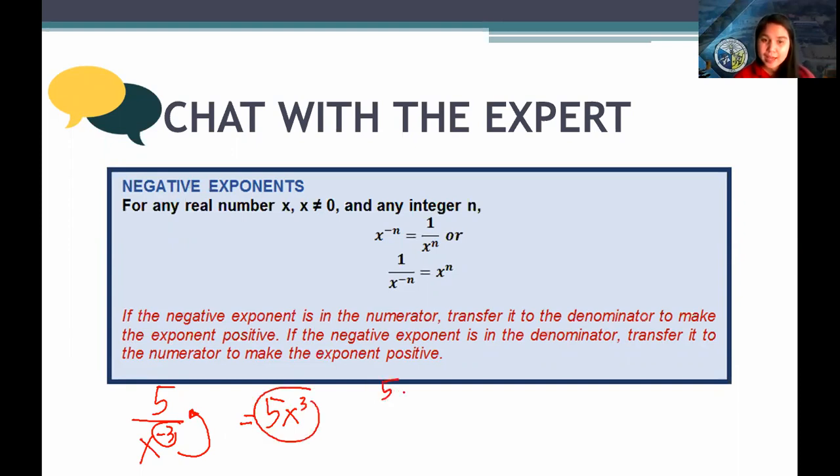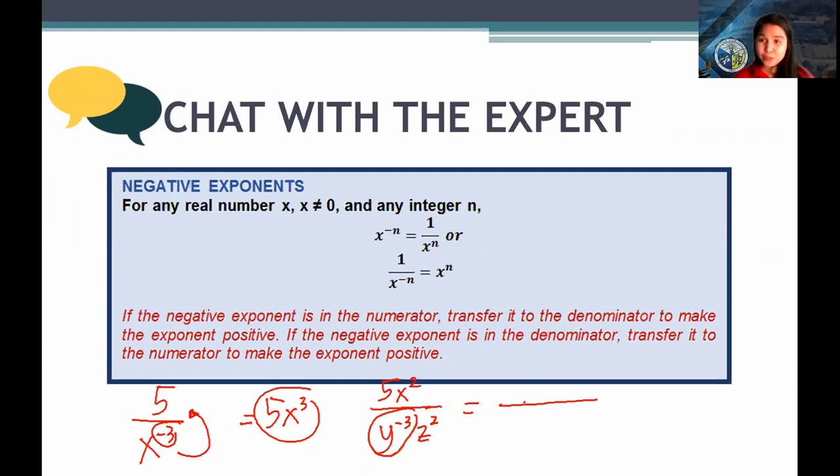5x squared over y to the power of -3 z to the power of 2. Now, you only look for the one with the negative exponent, and that's the one that will transfer. So for here, it's this one. It's in the denominator, so you transfer it up.